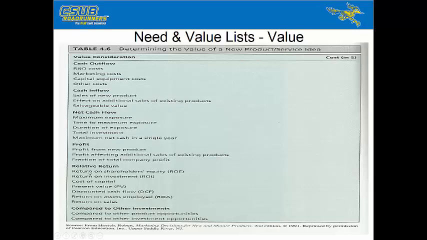Relative return. So there's a bunch of different statistics that we can calculate about new ideas, new venture prospects as well. Return on equity, return on investment, cost of capital, present value or net present value, discounted cash flows, return on assets employed, return on sales. These are all equations that we can calculate based on the amount of costs, the amount of revenues, and the time frame that it takes for certain ideas. Different ways that we can calculate what the return is going to be on the project.